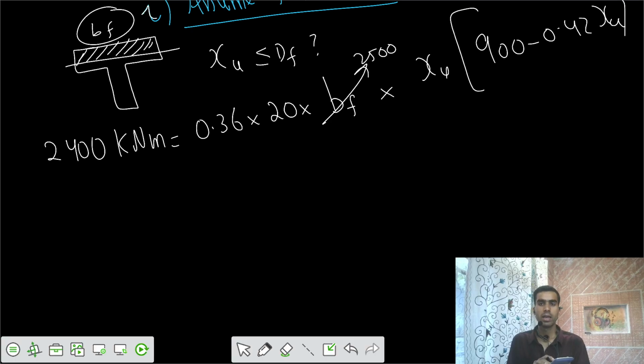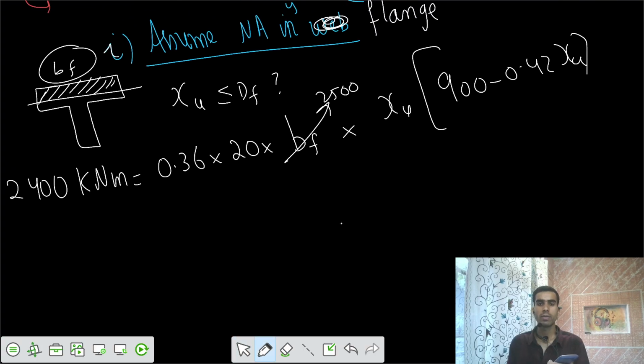Then we write that here we have the negative value of Xu square. Do you see that we have the negative equation of Xu square? Let's write that: I would say minus 0.42 into 0.36 into 20 into 2500. This is your ax square. Then after that we write bx, the value of bx is 900 positive into 0.36 into 20 into 2500.